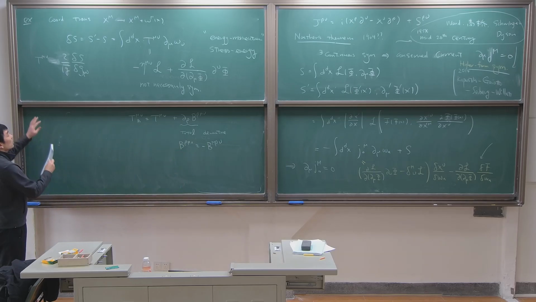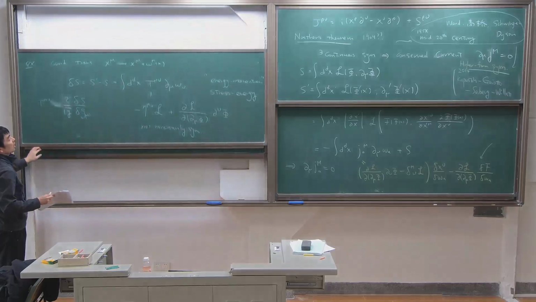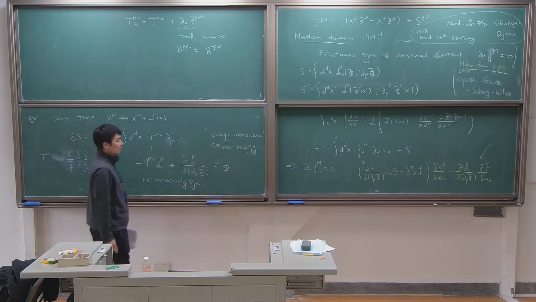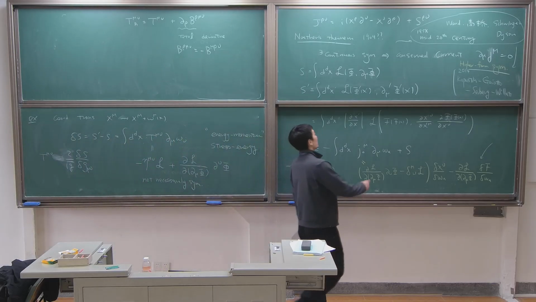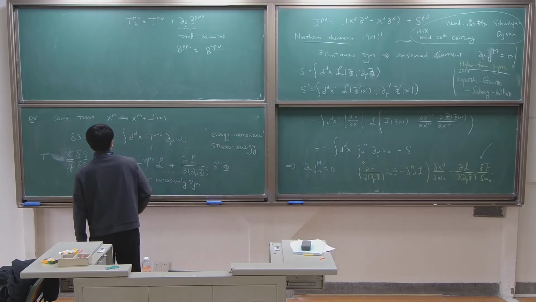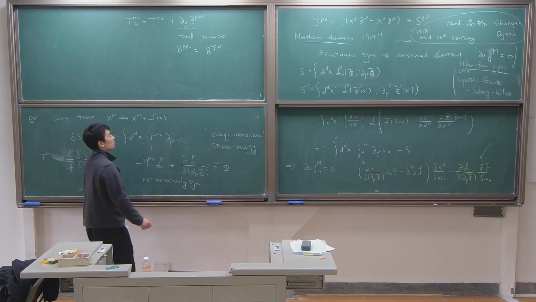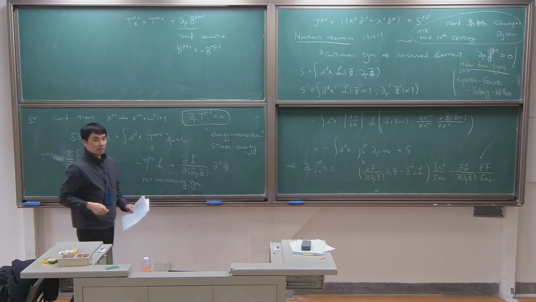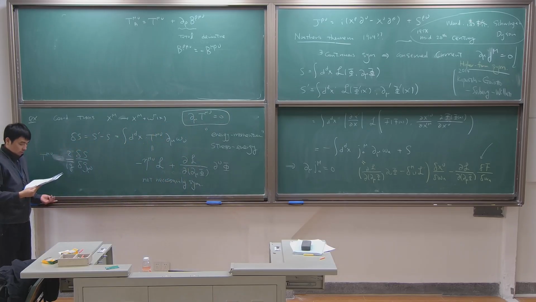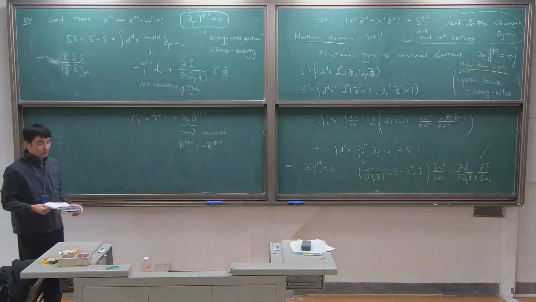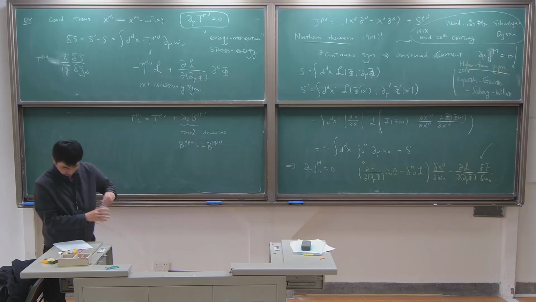Of course, as a consequence of this, if the action is invariant under coordinate transformations, which is usually the assumption, just the general covariance of the theory, then the divergence of T mu nu should be zero. This is the conservation of stress energy. So that's the case.